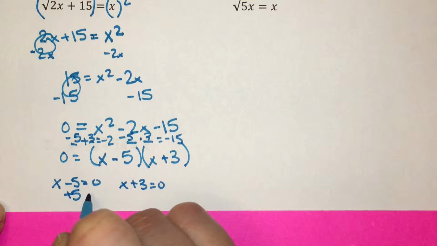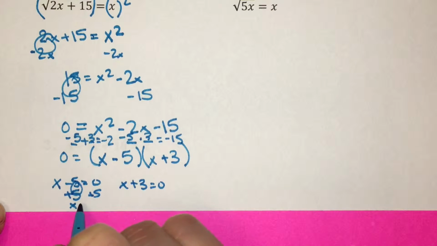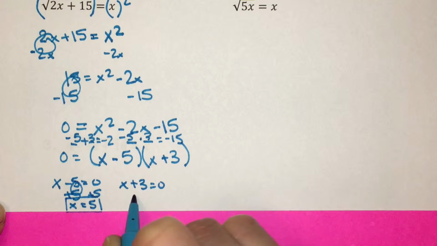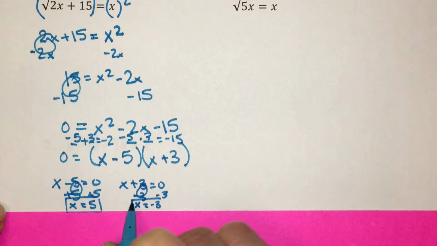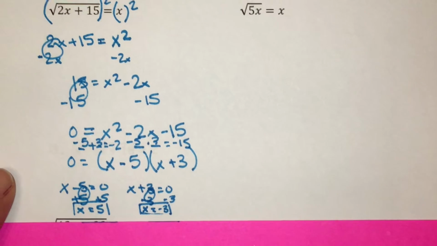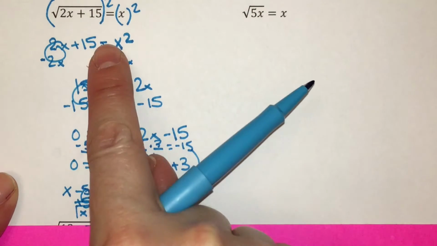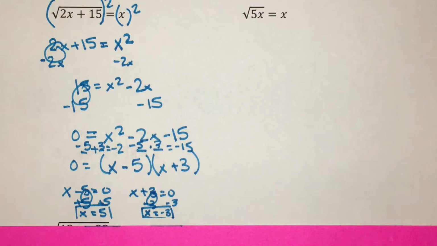I'm going to add 5 to both sides and I get x equals 5. So this is one answer. I'm going to subtract 3 on both sides and I get x equals negative 3. Here's my other answer. So I have to double check this work and make sure when I plug these two answers back into the original problem that they actually do work.